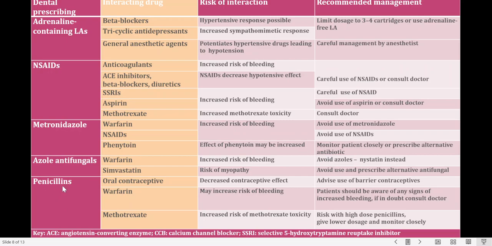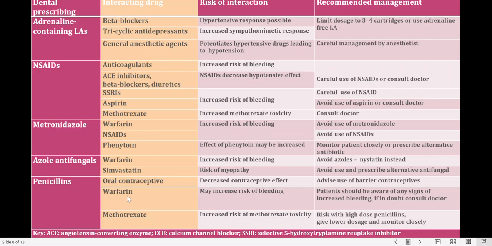Now we come to penicillins. Penicillins interact with the oral contraceptives. They interact with warfarin and with methotrexate. In the case of oral contraceptives, the contraceptive will lose its efficacy, leading to a decreased contraceptive effect. Therefore, the patient is advised to use barrier contraceptives if penicillins are necessary in this case.